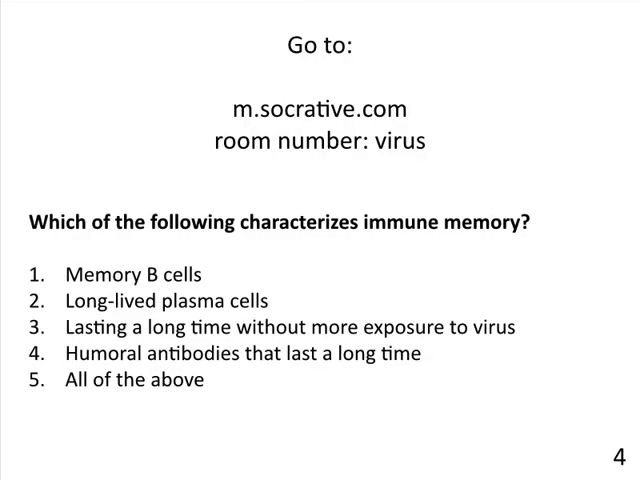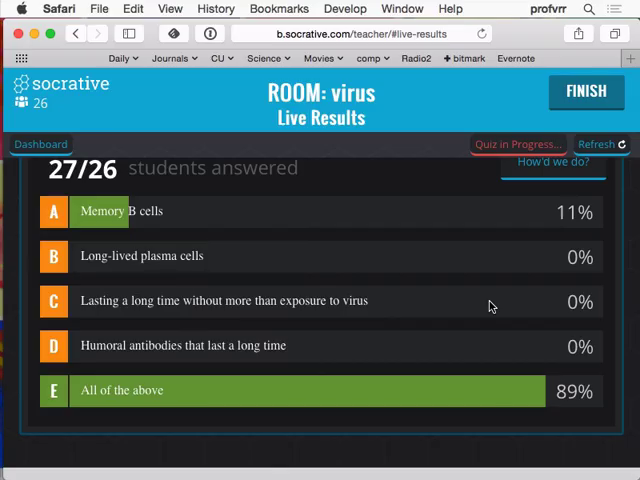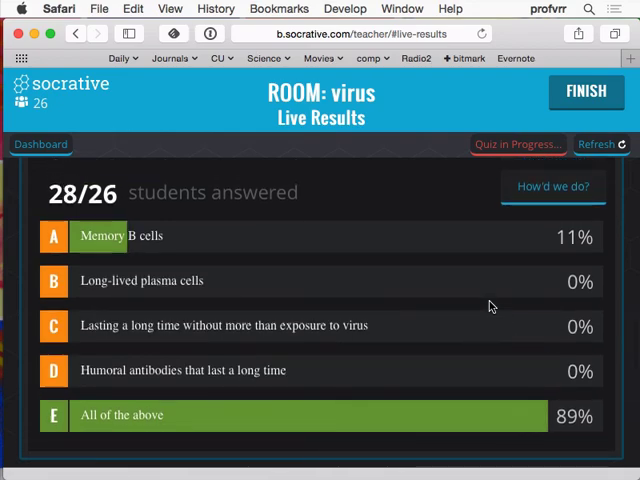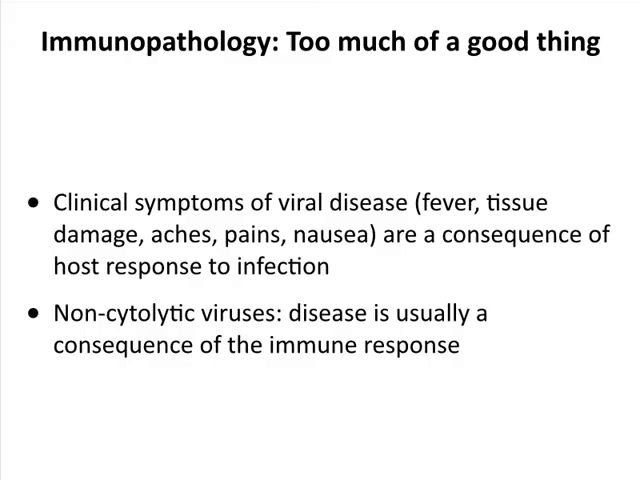Which of the following characterizes immune memory? Memory B cells, long-lived plasma cells, lasting a long time without more exposure to virus, humoral antibodies that last a long time, all of the above. 89% of you said all of the above, which is right. All of these things I just mentioned, they are all characteristic of immune memory.